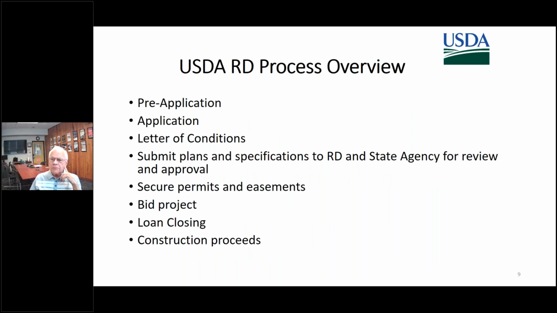We'll go through the RD process. There's a pre-application, an application, and a letter of conditions. Then you have to submit the plans and specs to Rural Development and the state agency for review and approval. Then secure all the permits and easements, bid the project, have a loan closing, and then finally construction proceeds. The following slides will describe the contents of the application, which in the past was done in a paper format. Rural Development is changing the application to an electronic format.